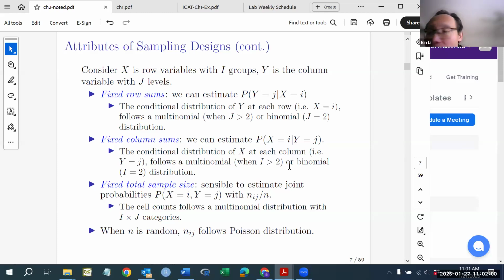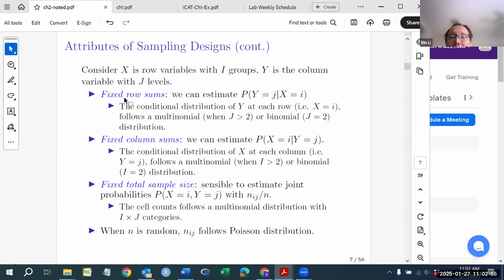Because different types of sampling designs are related to different distributions. And also different sampling designs only allow us to estimate some specific probabilities. Like the fixed row sum, as I said, we can only estimate the conditional probability given the row value. And the fixed column only estimates the conditional probability for the x given the y. Y is the column variable. So here the x is the row variable, y is the column.